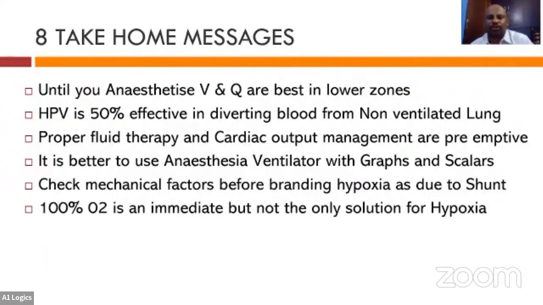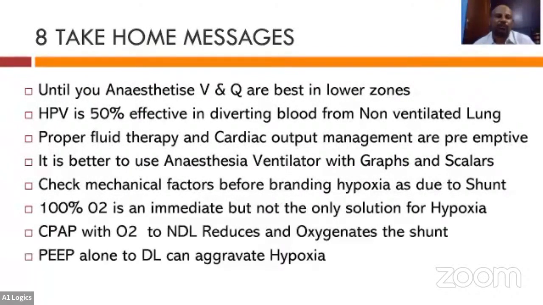So whenever you have hypoxia, you should always check for mechanical factors before branding it as hypoxia due to shunt. If there is a mechanical factor, however much oxygen you give, even 100% oxygen, you are not going to improve. And 100% oxygen is an immediate solution, but it is not the only solution for hypoxia. But now you would have understood that you can oxygenate the shunt, you can reduce the shunt with many other factors. So 100% oxygen is not the only solution to hypoxia.